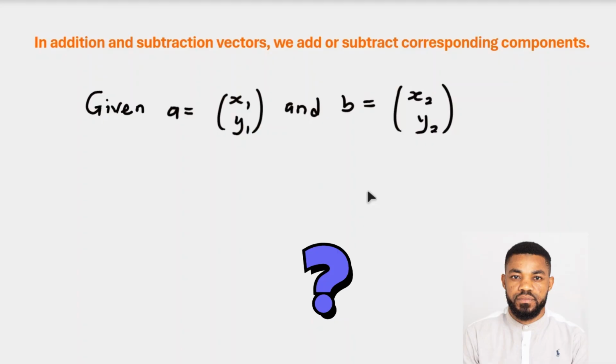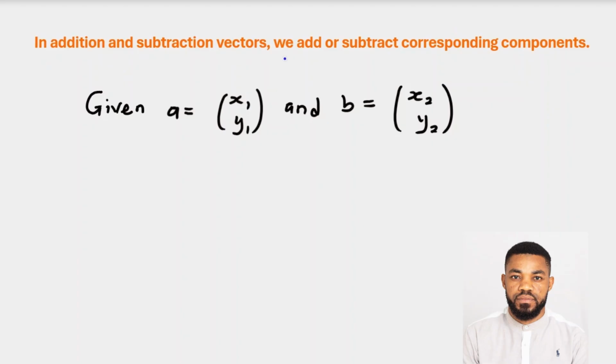How do we subtract vectors? In fact, that's the answer to the question. That is it. In addition and subtraction of vectors, we add or subtract corresponding components. What do you mean by corresponding components? Corresponding means they occupy the same position or place. So let's say something to get a better understanding of it.